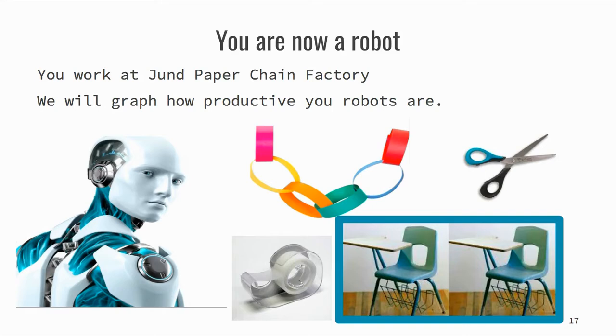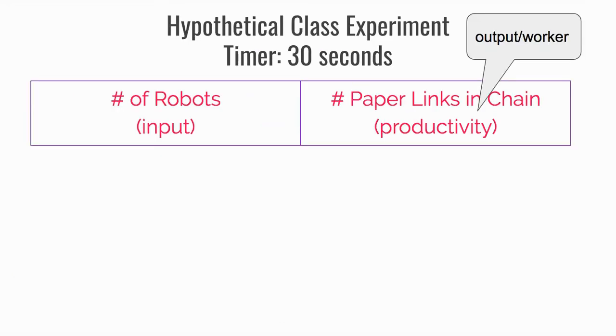In this simulation, you're now a robot and you work at the Jund paper chain factory, and you will make paper chains for me. We will graph how productive you robots are. And here's the catch. My factory only has 1 pair of scissors and 1 roll of tape, and your factory space is only the width of 2 desks pushed together. First, we will start with 2 robots.